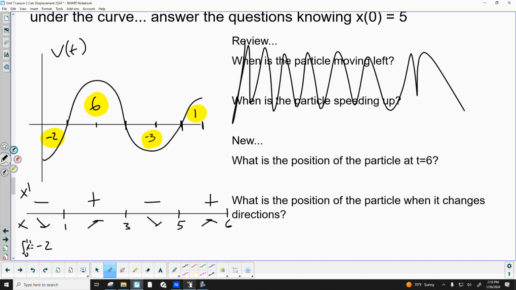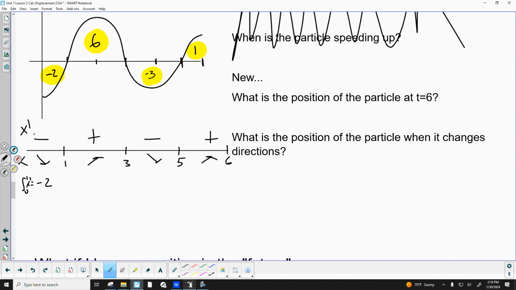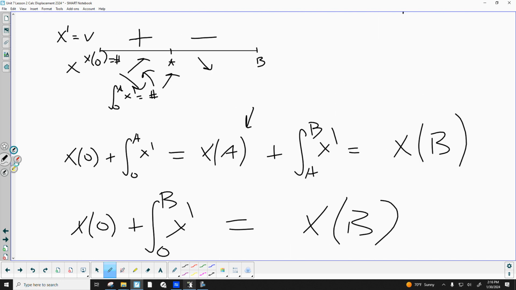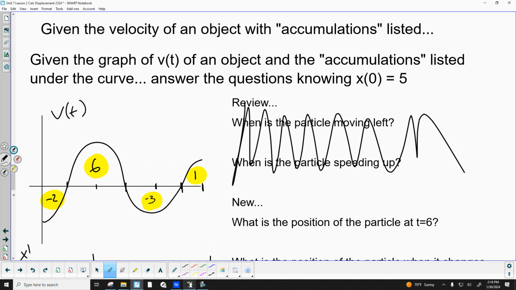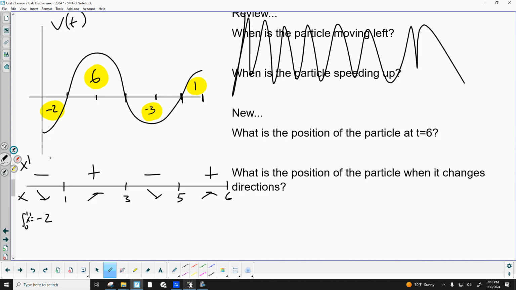Okay, ready? Here's the key. All of these values added up, guys, which I really feel like is going well, you guys adding them all up. All of the accumulations from 0 to 6 of my derivative are 2. Namely, we have a -2, a 6, a -3, and a 1 that we add up together to get 2. Cool?